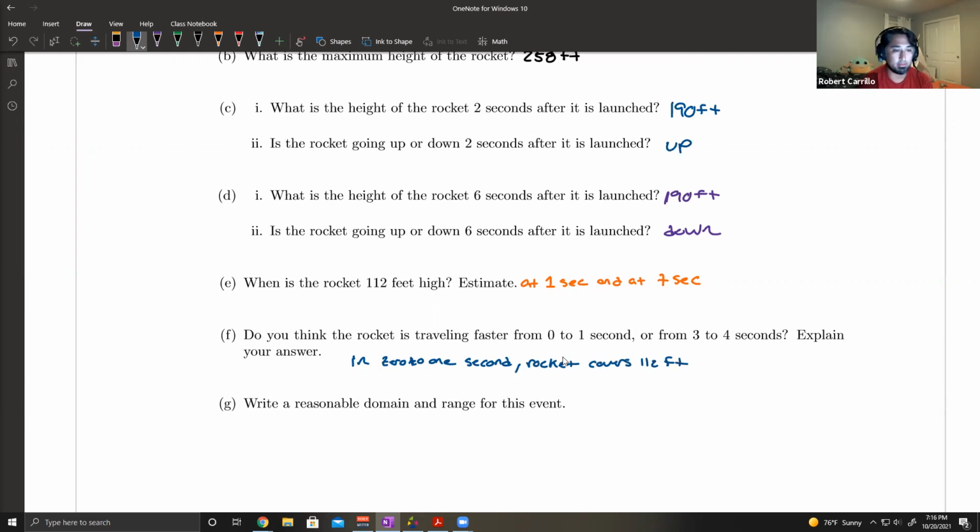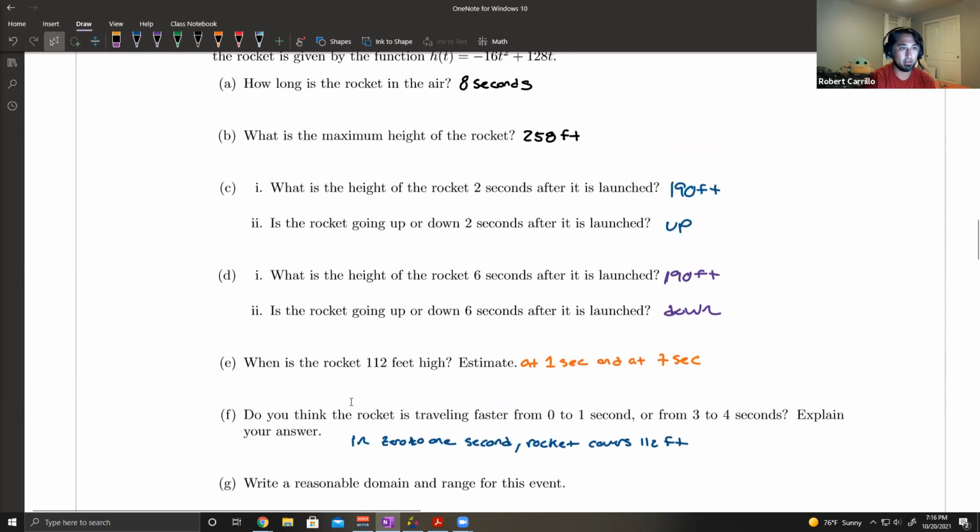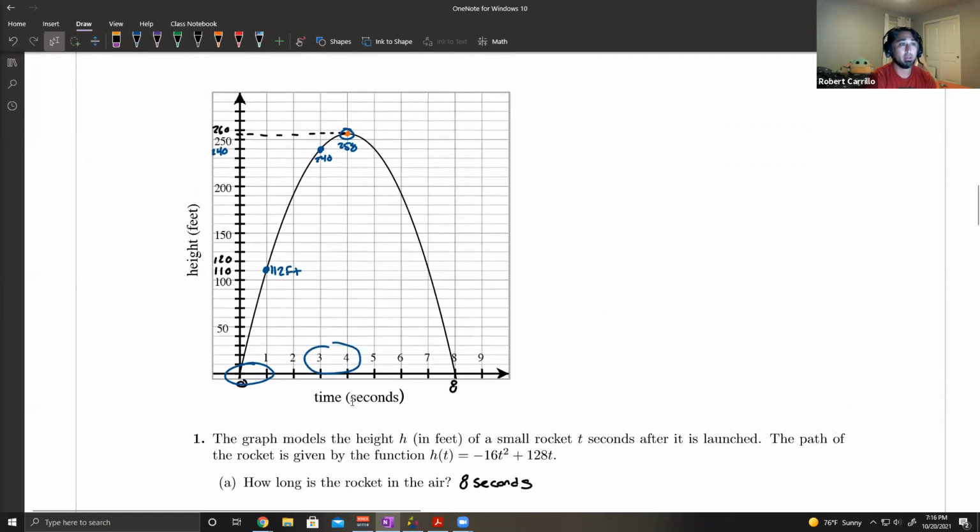Okay, awesome. And then write a reasonable domain and range for this event. Okay. So what do you think a domain that could represent this rocket is?